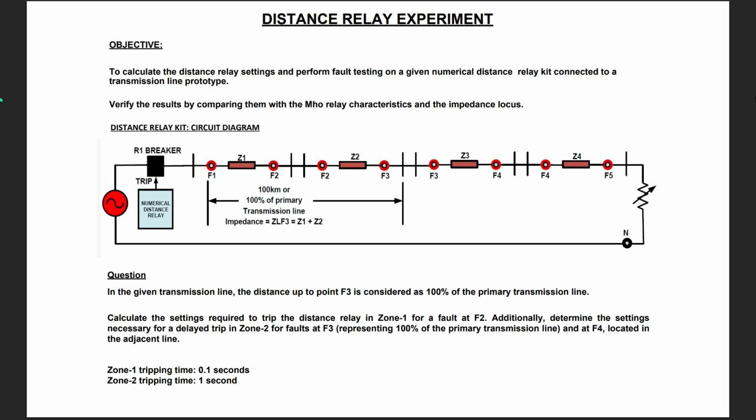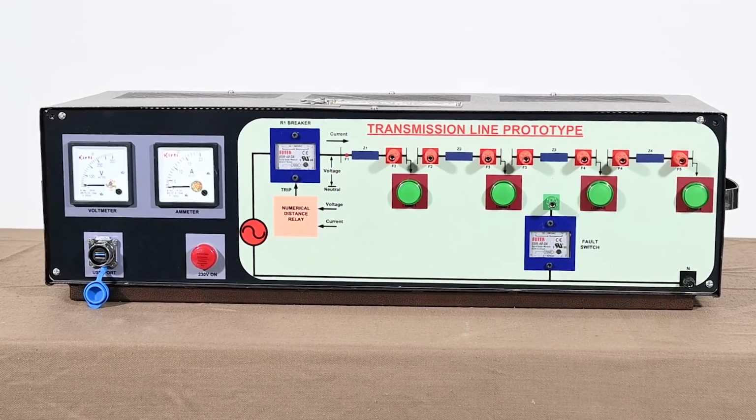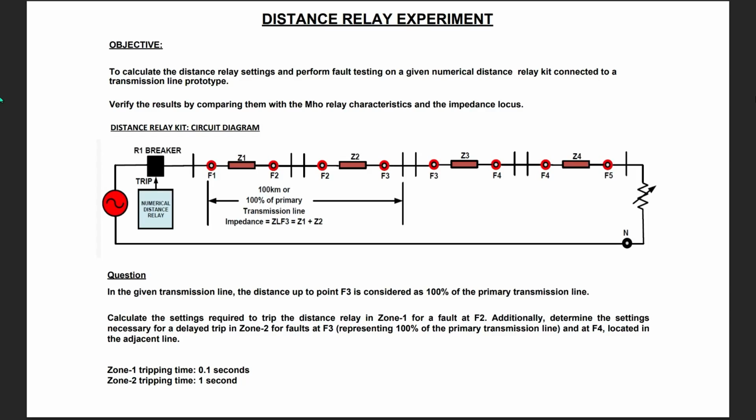So now I explain how to do the experiment in the given distance relay kit. The main objective of the experiment is to calculate the distance relay settings and perform the fault testing on a given numerical distance relay kit, which is connected to the transmission line prototype. Of course, the result is to be verified by comparing it with the mho relay characteristics and the impedance locus that we will explain in detail further.